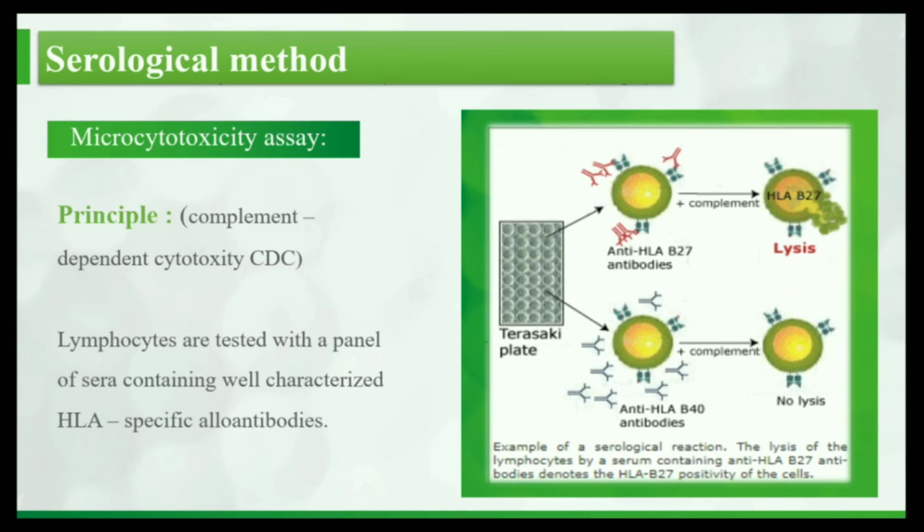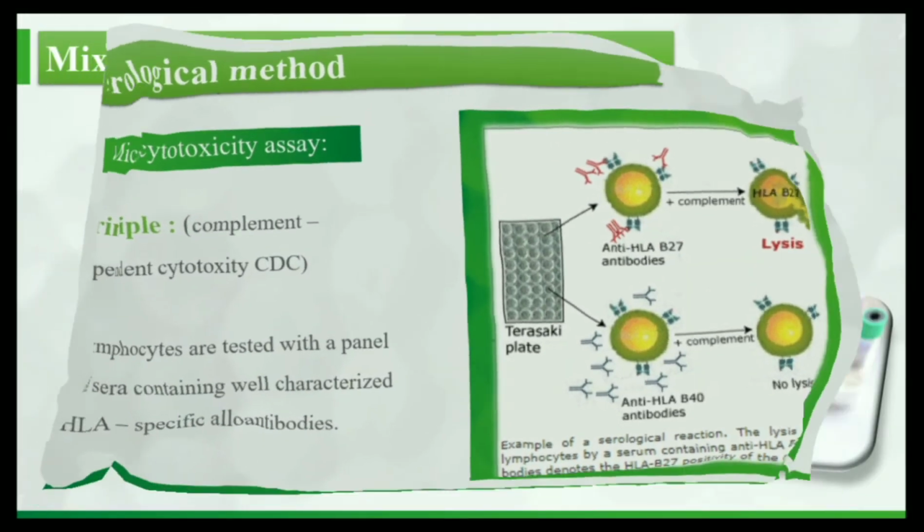For example, a 27 antibody denotes HLA-B27 positive cells. That means if the antibodies bind with their corresponding antigen in the presence of complement, this will lead to activation of the complement and to the membrane attack complex, which will lyse the lymphocyte. In addition, by adding a specific dye, the Terasaki plate can be viewed under the microscope. The lysed cells will be stained by the specific stain.